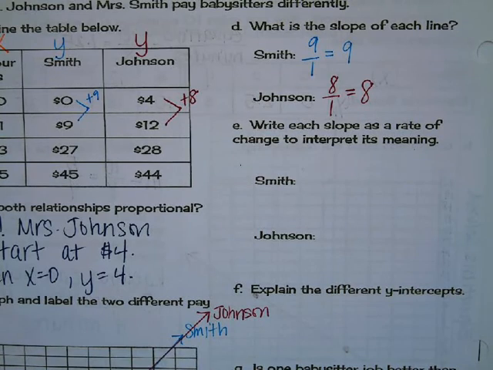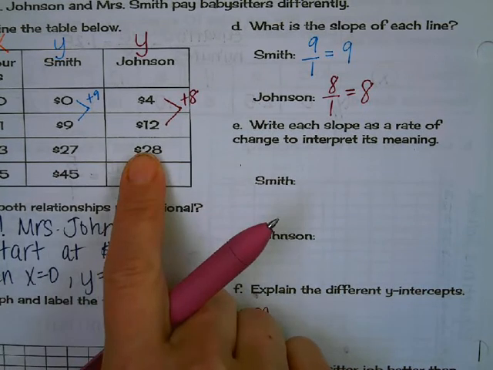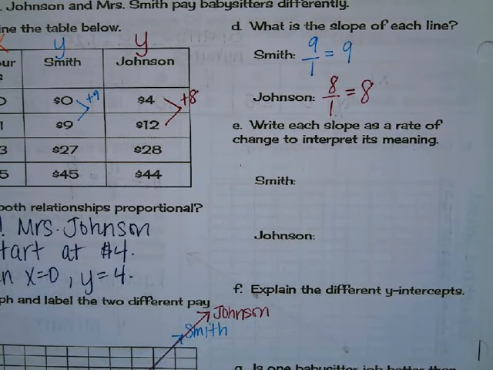So I'm going to set up her slope, which is going to be 8 over 1. Again, I can leave it like this, or I can do it as a whole number of 8. So now it says write each slope as a rate of change to interpret its meaning.